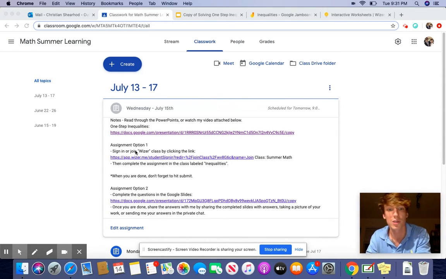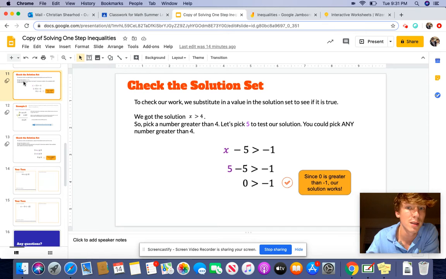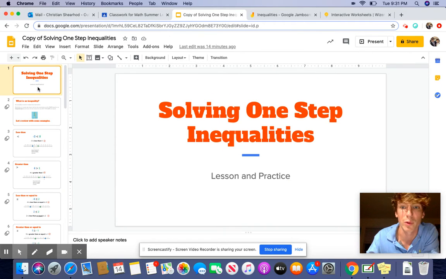We can do it on Wizard, or we can just do it through the Google Slides. When you click on the notes, it's going to bring you to this PowerPoint right here, solving one-step inequalities. Let's go ahead and jump in.